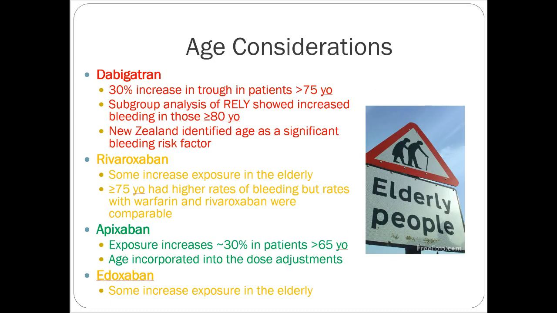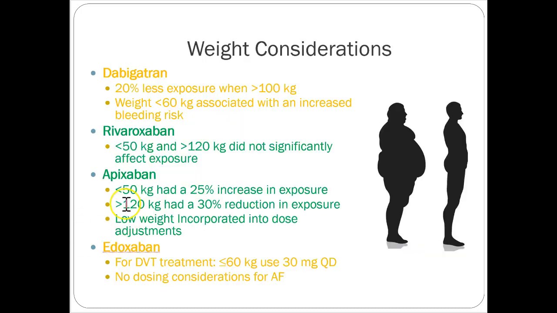Hepatic considerations, I'm going to skip this. I don't care that you know about that. You can read that on your own if you're interested. And age is sort of interesting. I think the biggest one with age is apixaban. They showed that exposure to the drug increases about 30% for patients over 60 years. And so they're the only drug that's actually had age incorporated into their dose adjustments. And I'm going to continue to wait because they are also the only drug that had low weight incorporated into dose adjustment.